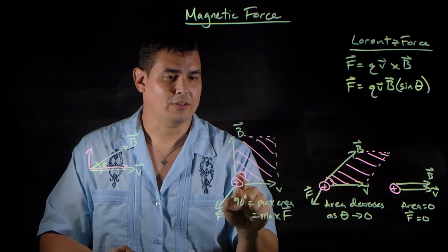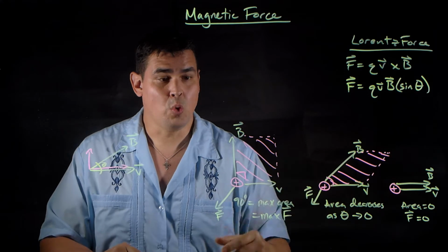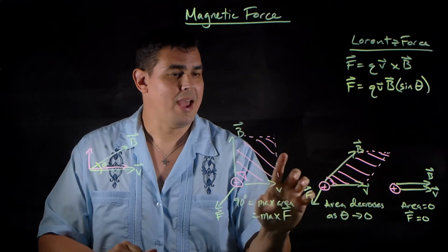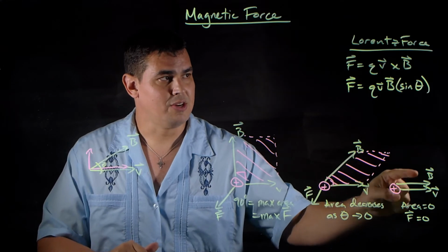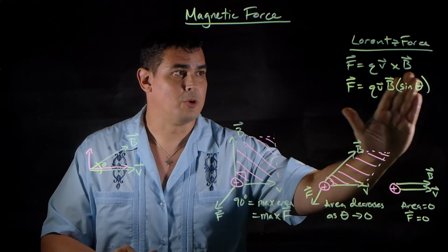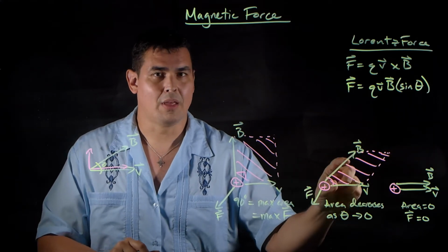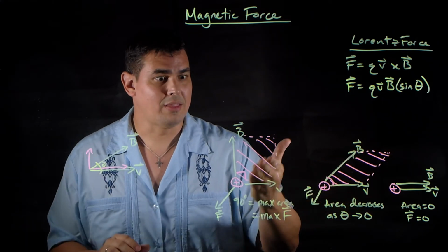You can see here, at 90 degrees, sine of 90 is 1, so that's where it's going to be a maximum. You don't even need the sine theta because it's 1. Then as that angle approaches 0, the sine of 0 is 0, so this whole thing would go away to 0. And anywhere in between, it's going to be some amount that's not quite the maximum.